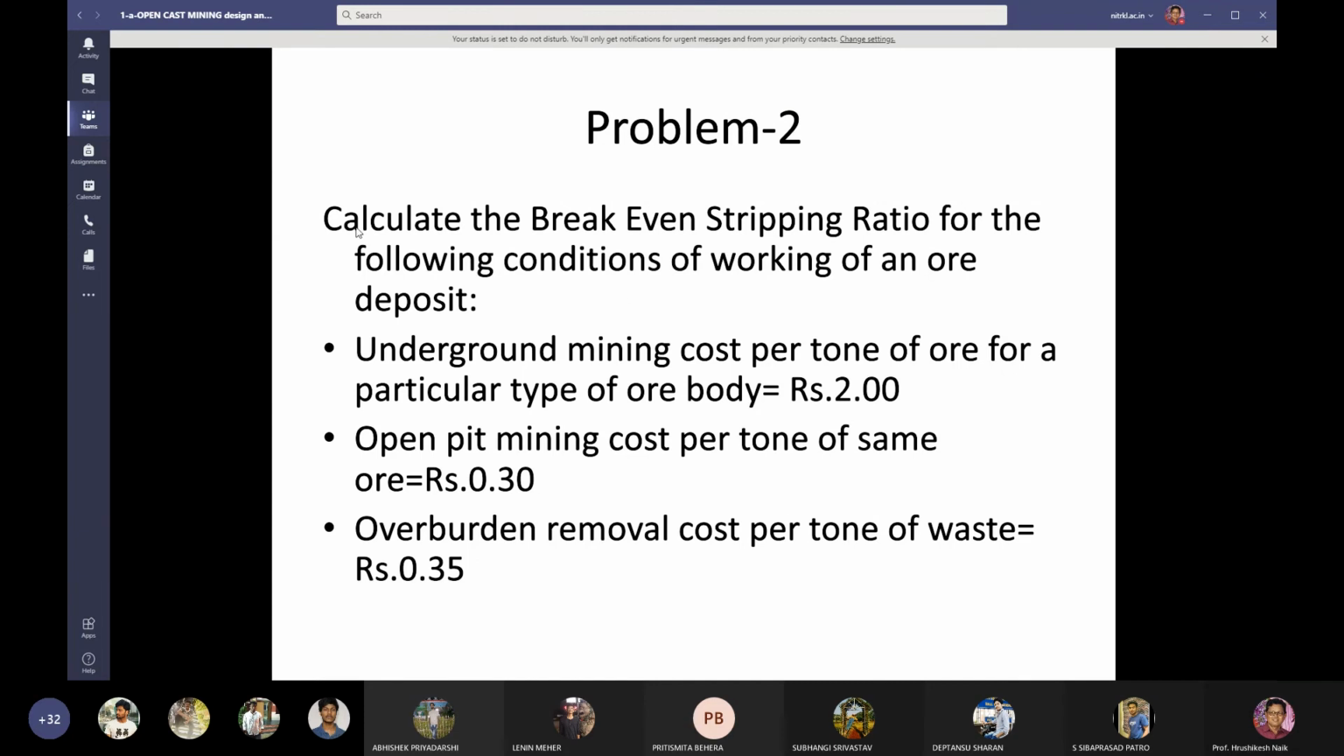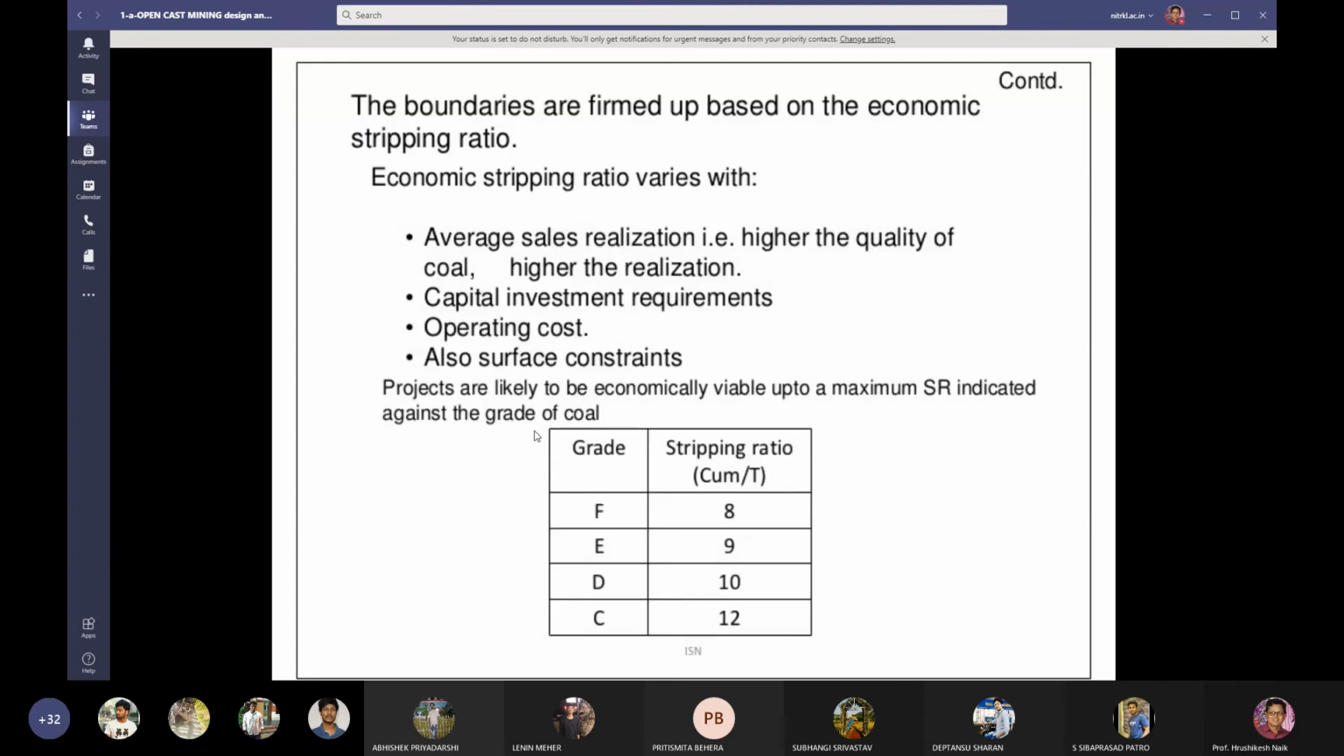Another problem: calculate the break-even stripping ratio for the following conditions of working of an ore deposit. Underground mining cost per ton of ore for a particular type of ore body is 2. Open pit mining cost per ton of same ore is 0.30. Overburden removal cost per ton of waste is 0.35. These are the two problems, problem 1 and problem 2 I have given.